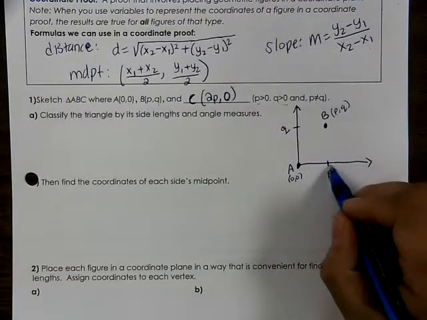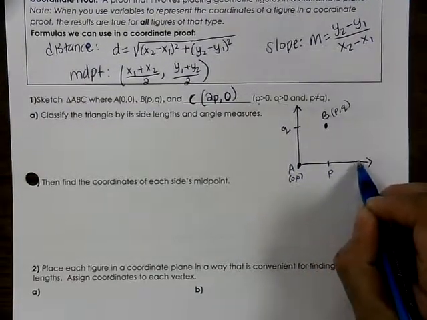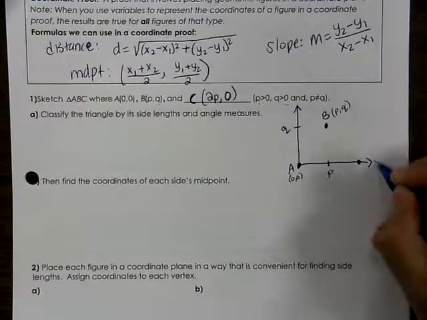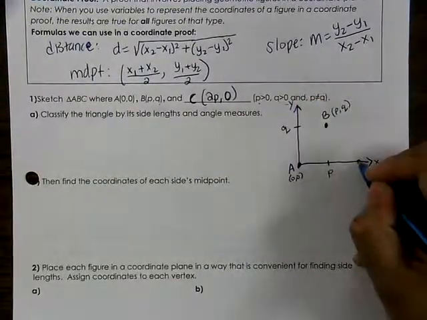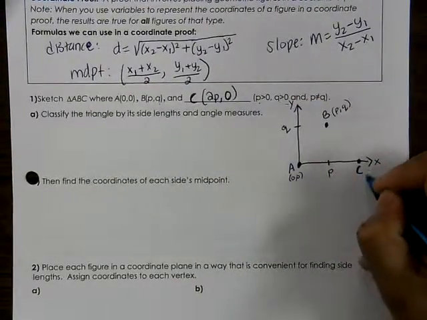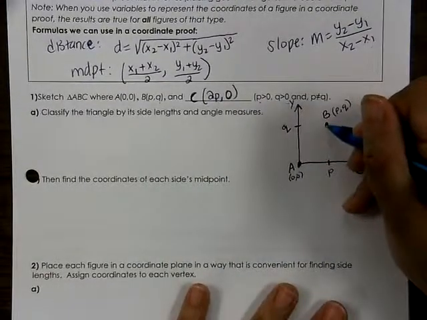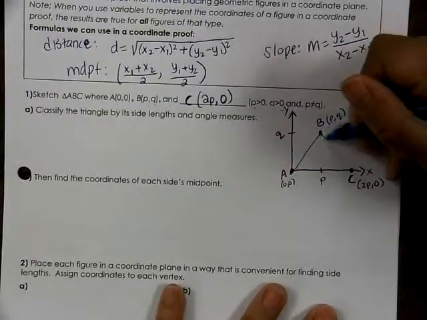If this is P, I have to go P a couple, like further out, and then if it's at 0, we know it's on the x-axis, right? This is my x-axis, this is my y-axis. So this is point C, it's sitting at 2P comma 0. So I've labeled my sketch, right? I can draw out my triangle here.